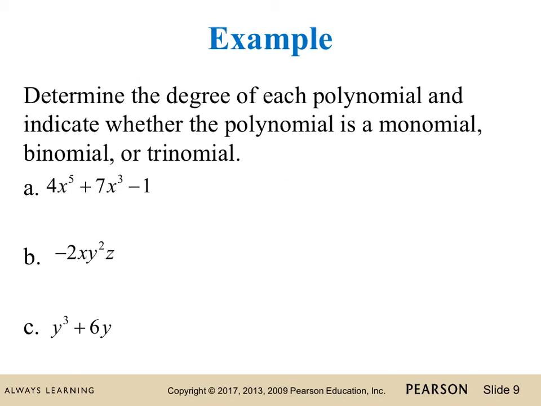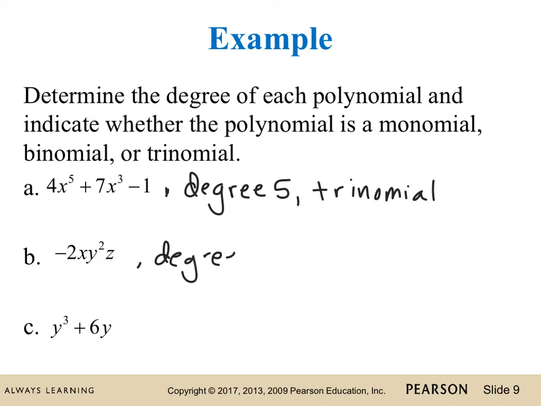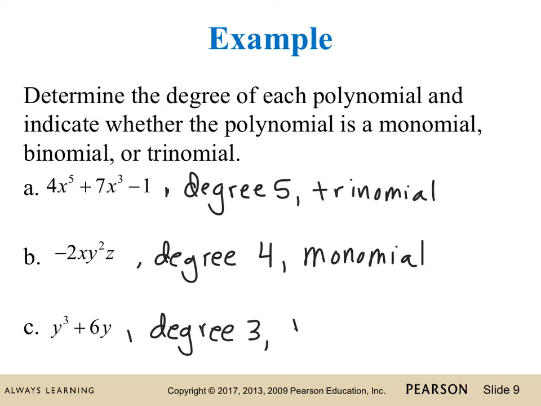Let's look at the degree of each one of these polynomials and indicate whether it's a monomial, binomial, or trinomial. This first one, 4x to the 5th plus 7x cubed subtract 1, is degree 5. That's the largest degree. And it's a trinomial because there are 3 terms. The next one is degree 4. It's just a single term, and so I'm adding up the individual exponents, and this is a monomial. So, a single term polynomial. And then the last one is degree 3, and this is a binomial.